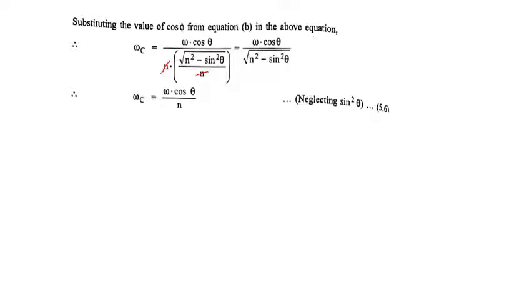So we know that L is greater than 1, therefore sin square theta is a small value, therefore we can neglect this. After neglecting this, we got only n square, therefore the square root and square get cancelled, and I will get n. Therefore in the denominator we are going to get only n.